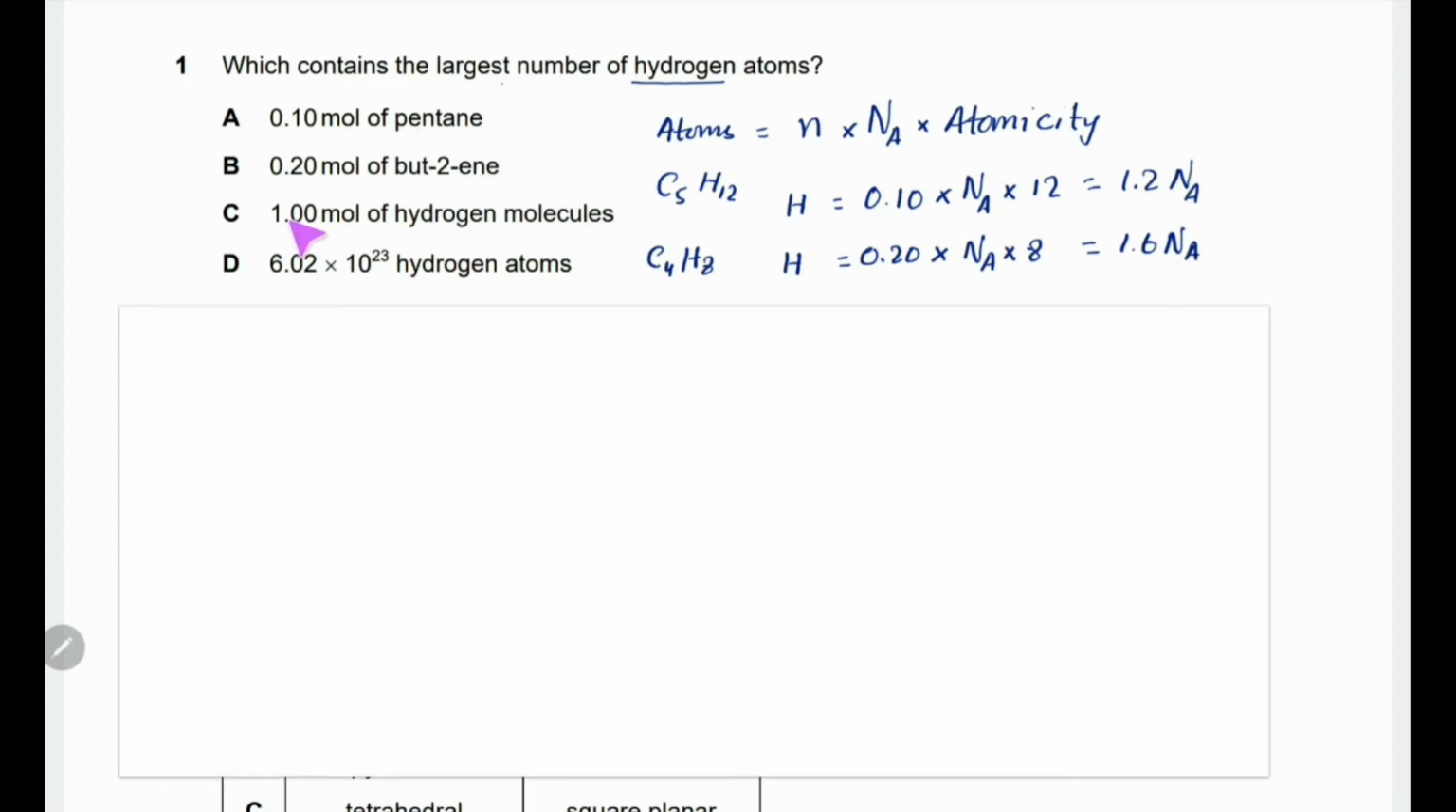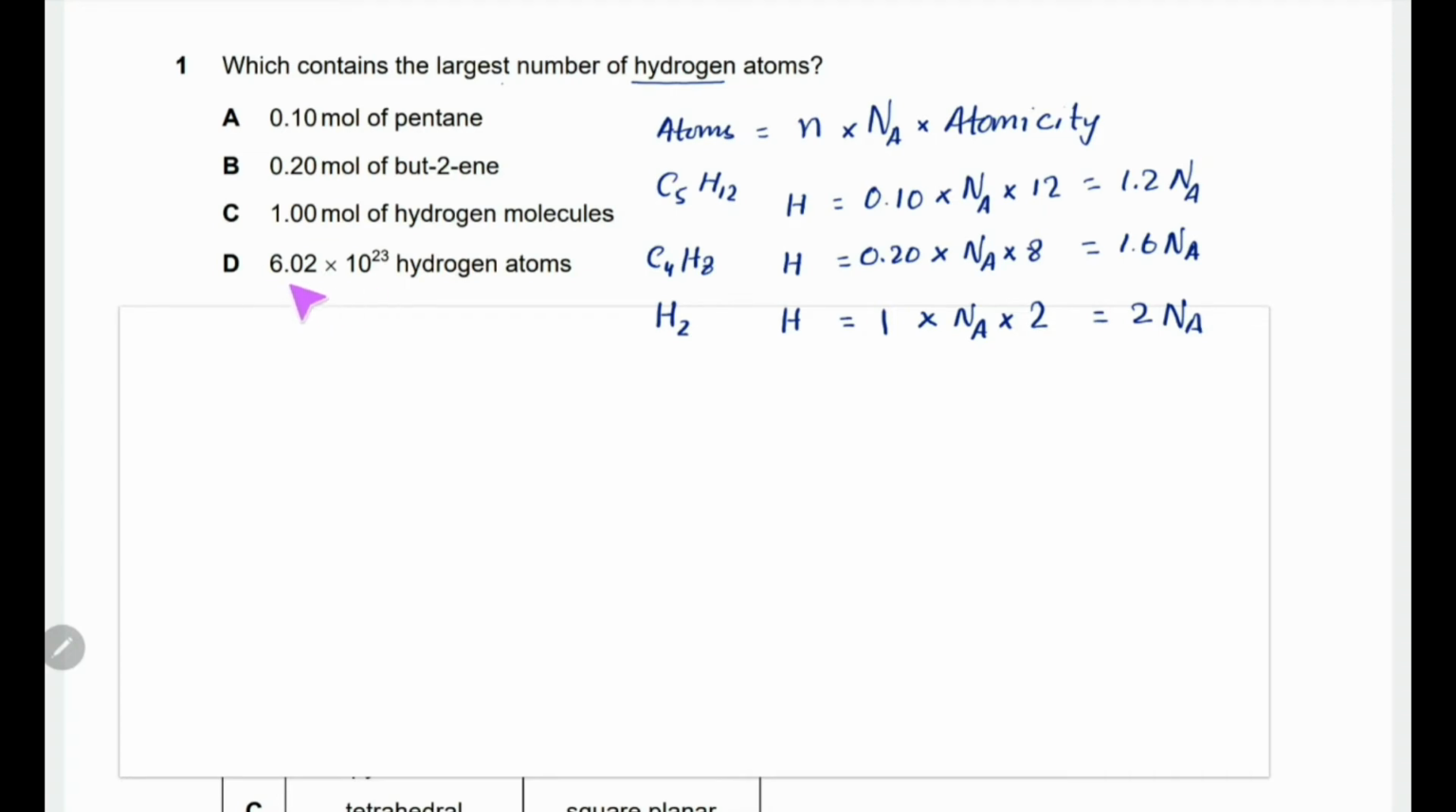The choice C, 1 mole of hydrogen molecule. Hydrogen is H2 in the form of a molecule. Now hydrogen atoms in it will be equal to the given moles, 1 mole, multiplied by Avogadro number, and the atomicity is 2 because this molecule is composed of 2 atoms. So we are getting 2 Avogadro number of atoms.